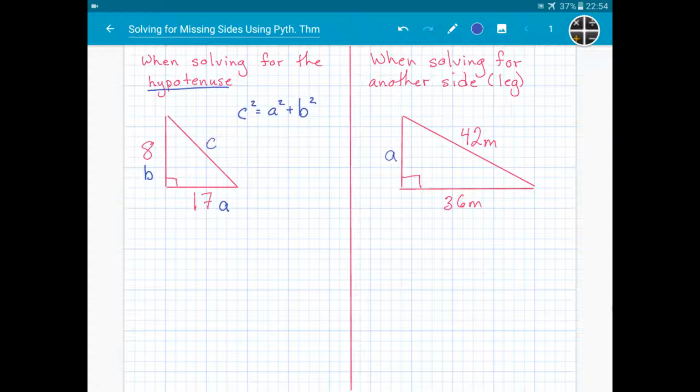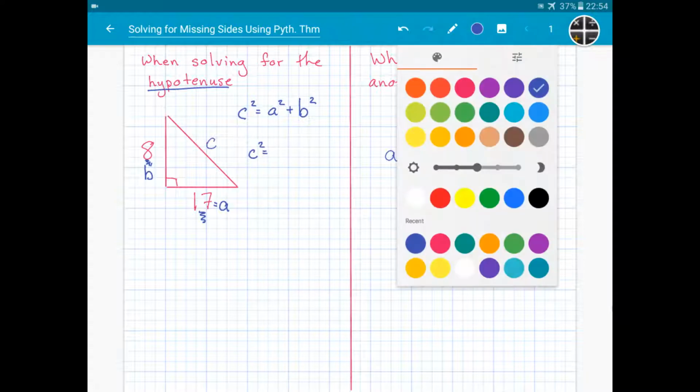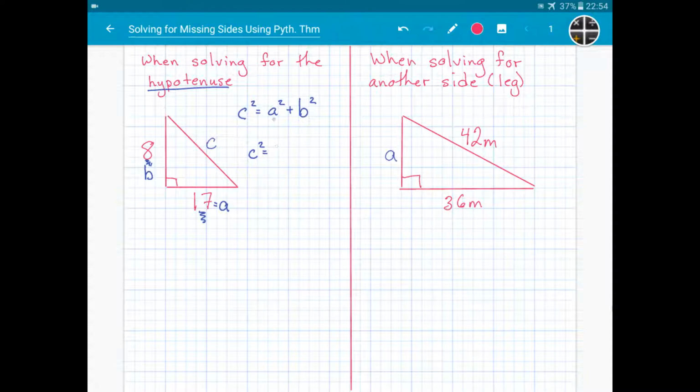And then we're just going to replace a with what we know it's equal to, and we're going to replace b with what we know it's equal to. So our next line is going to be c squared is equal to, a gets replaced by 17, b gets replaced by 8. So 17 squared plus 8 squared.